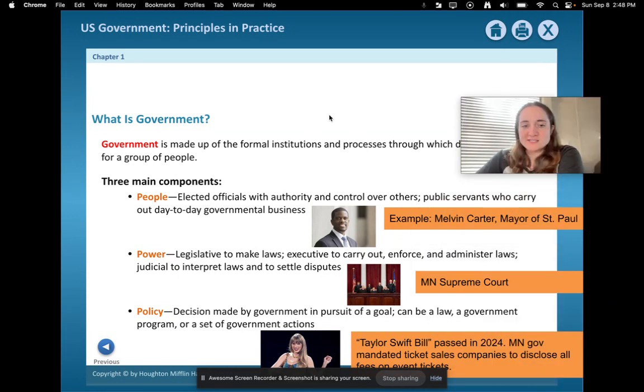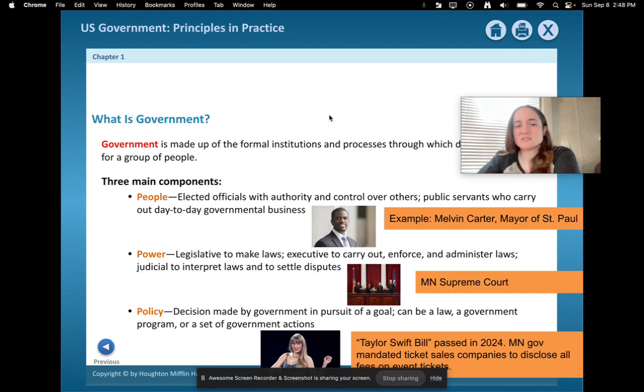Then you also have policies. Policies are decisions made by government in pursuit of a goal, which can be a law, a government program, or a set of government actions. An example of that would be the Taylor Swift bill, which passed in 2024 earlier this year. That's the Minnesota government mandating that ticket sales companies disclose all fees on event tickets, because you would get those junk fees. So a policy would be the Taylor Swift bill, where the junk fees went away.